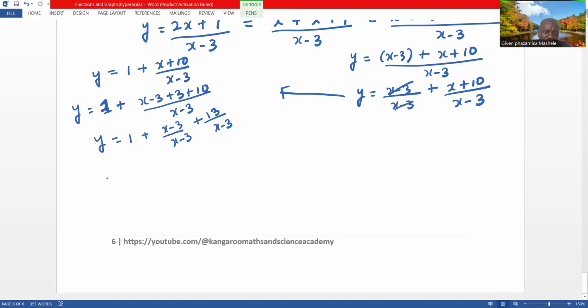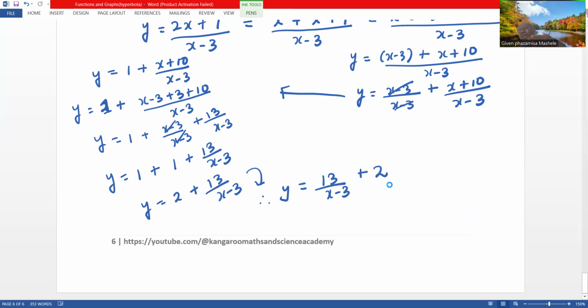This will give us y equals 1 plus, this becomes 1 plus 13 over x minus 3, which will just give us 2 plus 13 over x minus 3. And what is the final answer? The final answer is y equals 13 over x minus 3 plus 2.